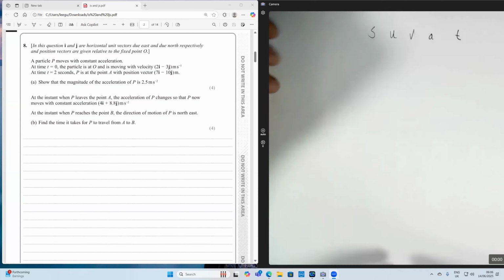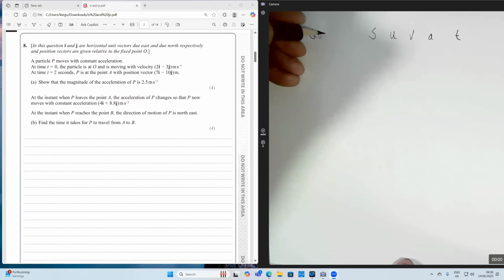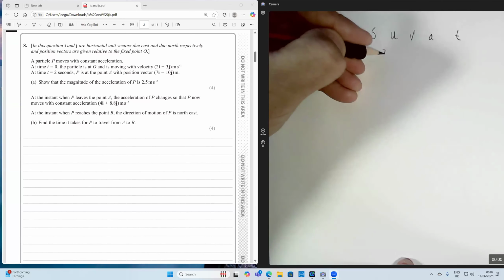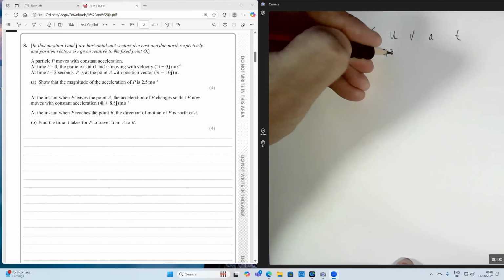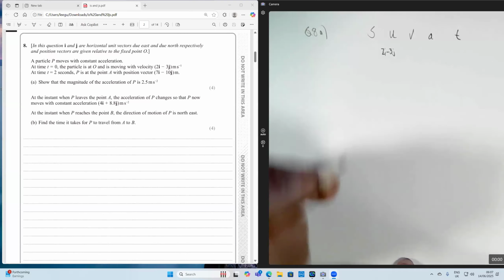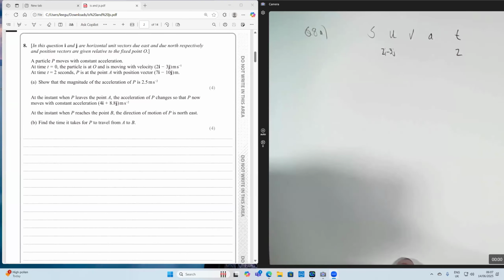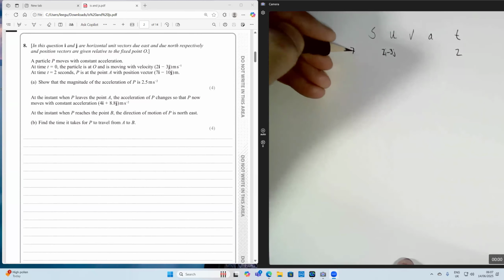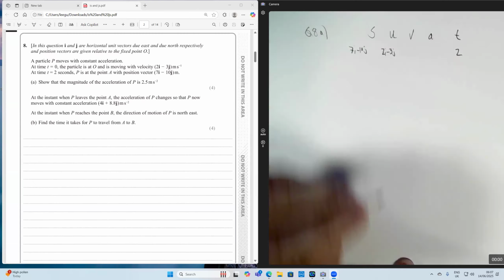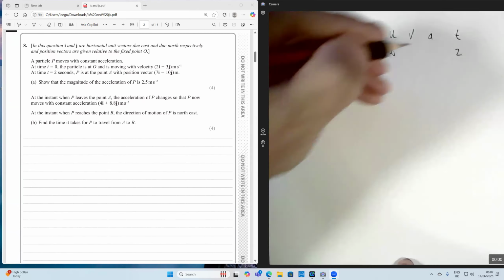So we should always start off by writing down S, U, V, A, and T, and let's see what we've got. At time t equals 0, it has a velocity of 2i minus 3j, so that is our initial velocity. Then at time t equals 2 seconds, it's at the position 7i minus 10j, so we have a displacement 7i minus 10j. We're asked to find the acceleration.